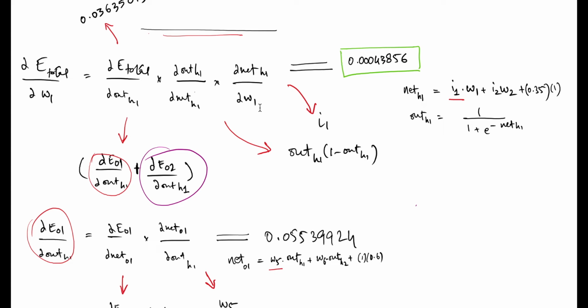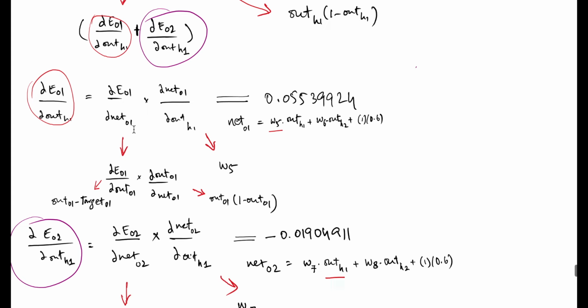These are fairly simple to compute, the rest of the two, because this is a sigmoid activation function. We already know its derivative, and the net h1 equation is fairly simple. We only look at the coefficient of w1, which is input 1, and we just plug it in here. However, the first partial derivative is rather tricky because it involves both the error functions and their derivatives.